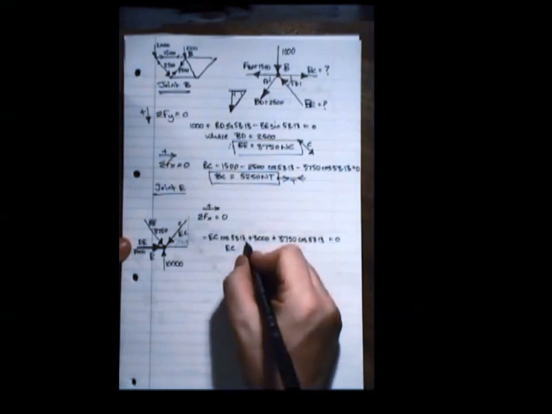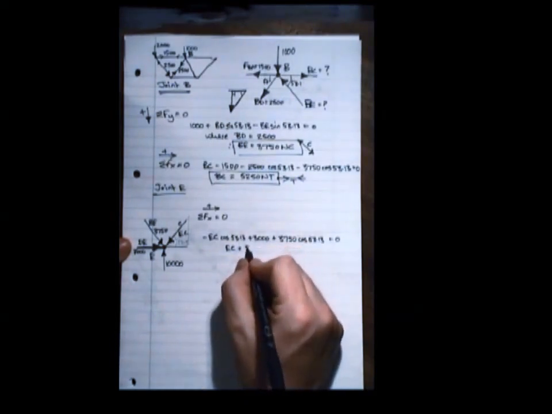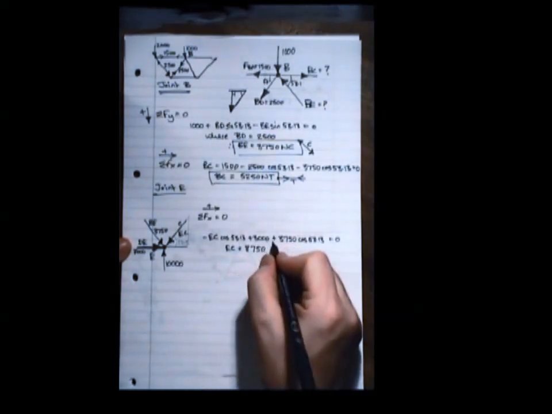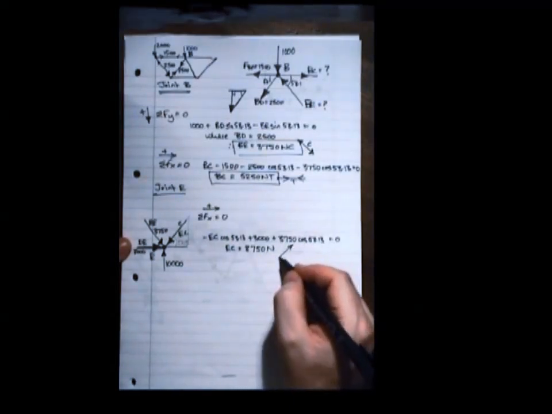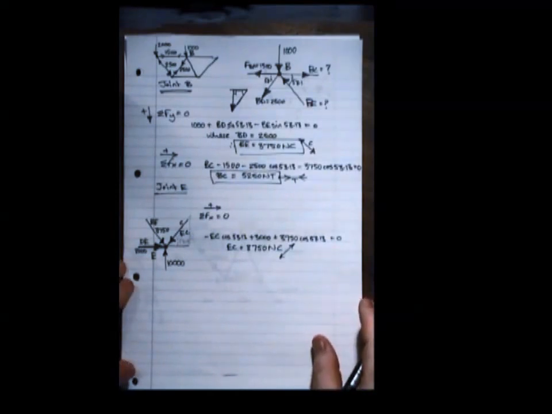AC equals 8,750 newtons. The arrow looks like that. It's in compression. Now the last thing that we do is a check. So if I just add 8,750 above pointing outwards.